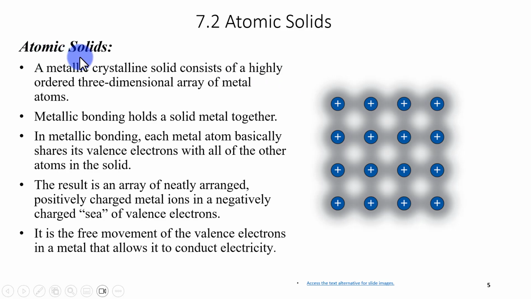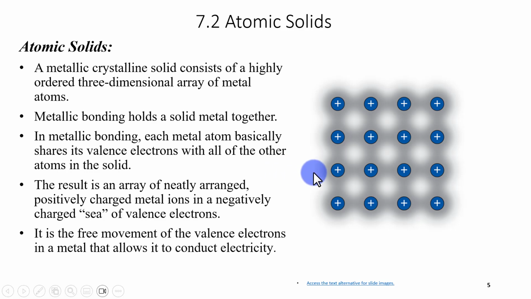We can also have atomic solids. The atomic solids make up really all the metals that are solids at room temperature. They consist of a very ordered three-dimensional array of these atoms of the metal, the element. Metallic bonding is responsible for holding the metal together at room temperature, being a solid.